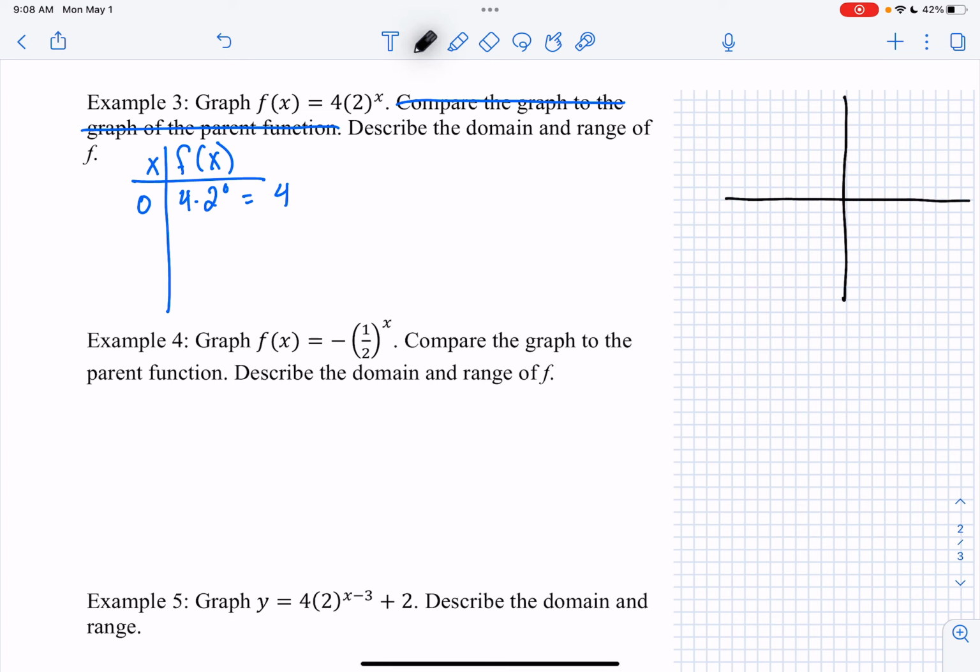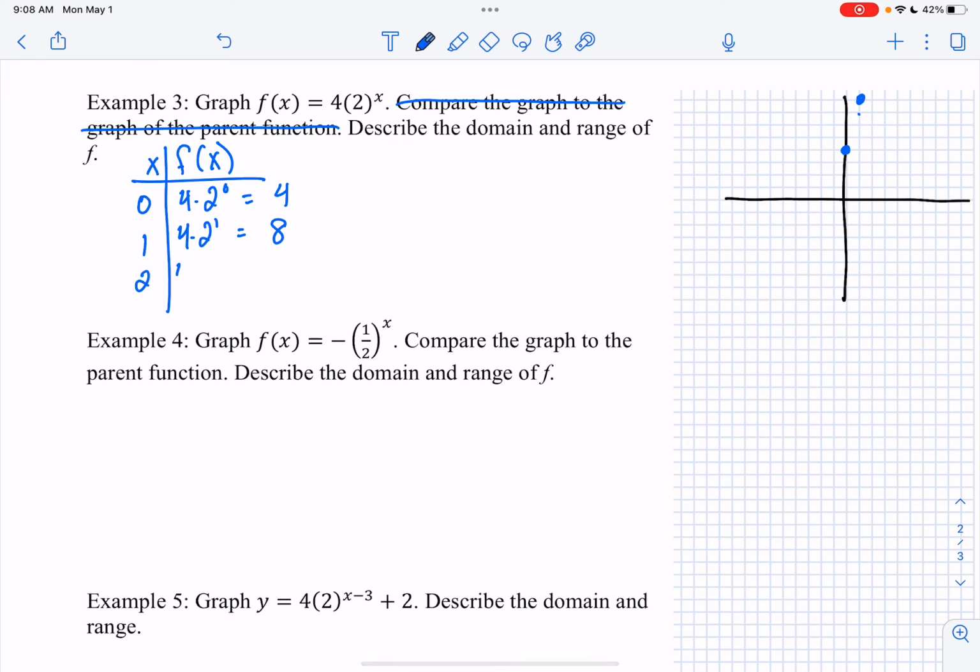I need the point 0, 4. Right there, 0, 4. Plug in a 1: 4 times 2 to the 1. That's 4 times 2. That's 8. I need the point 1, 8. 1, 2, 3, 4, 5, 6, 7, 8.